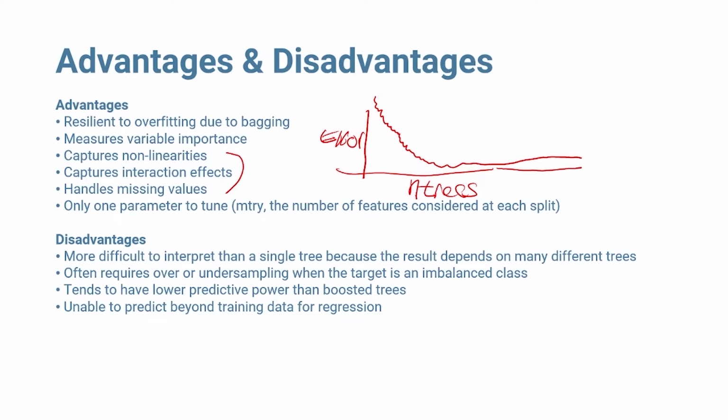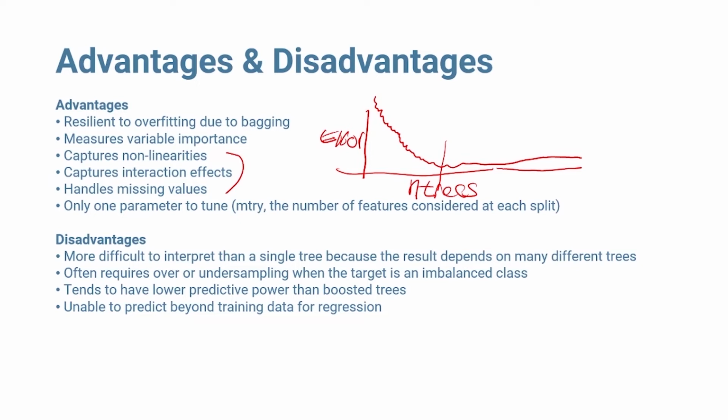The disadvantages are it's more difficult to interpret than a single tree because the results depend on many different trees. They often require over or undersampling when the target is an imbalanced class. This video hasn't talked about that, but this is when there are many more negative examples than positive examples. Think of modeling loan defaults, where 99% of loans might never go into default, and so you don't have enough positive examples to learn from.